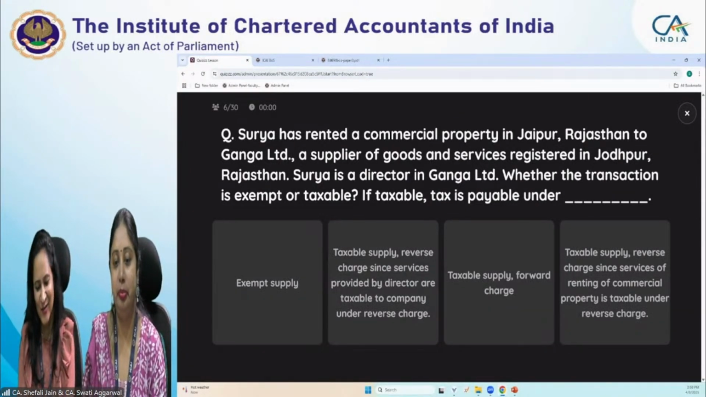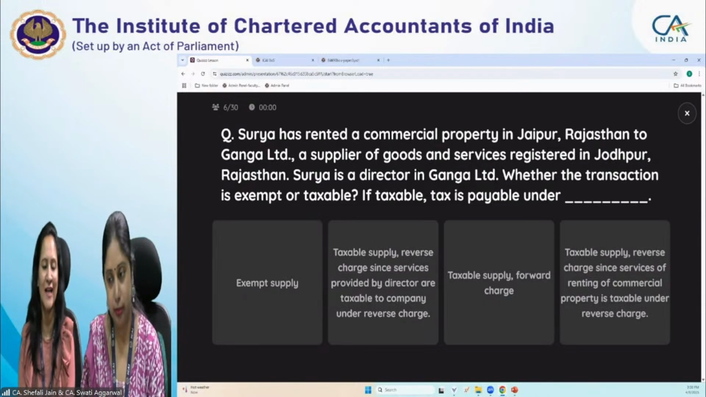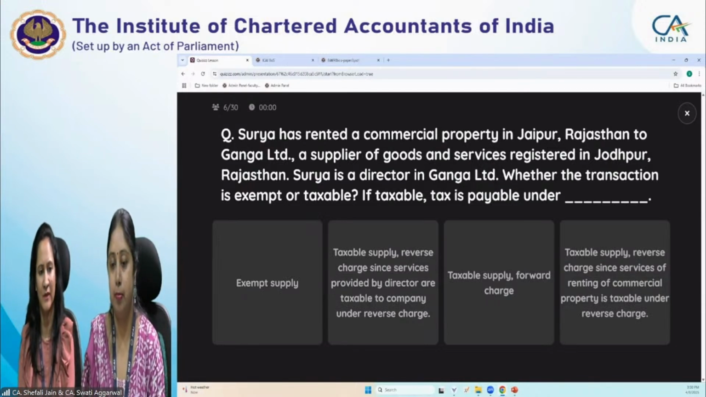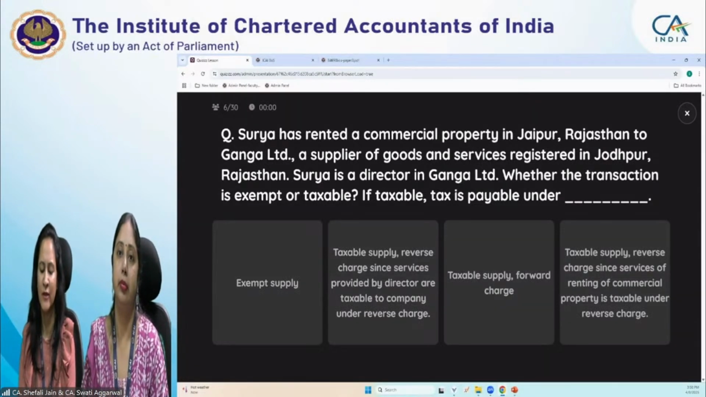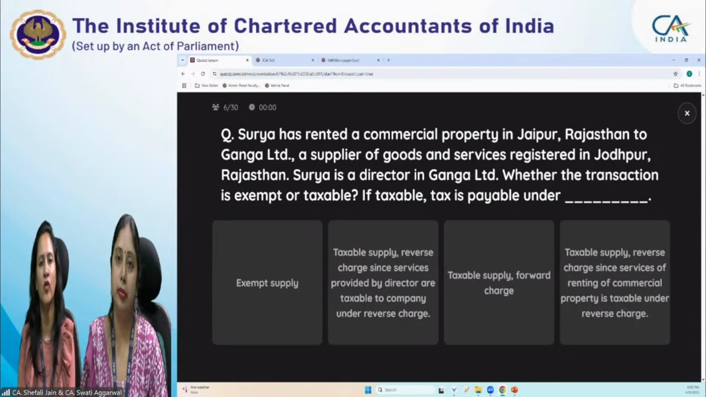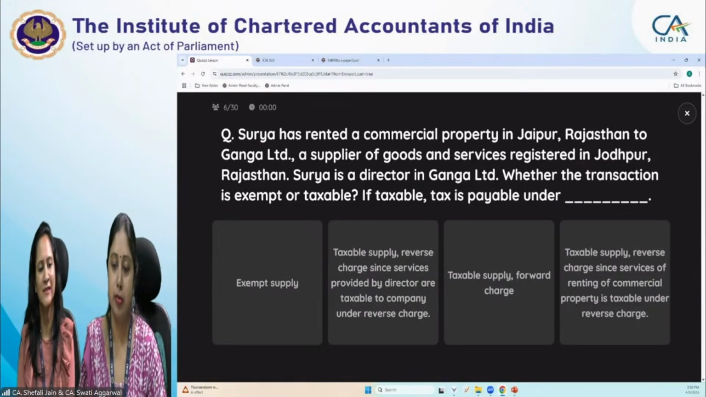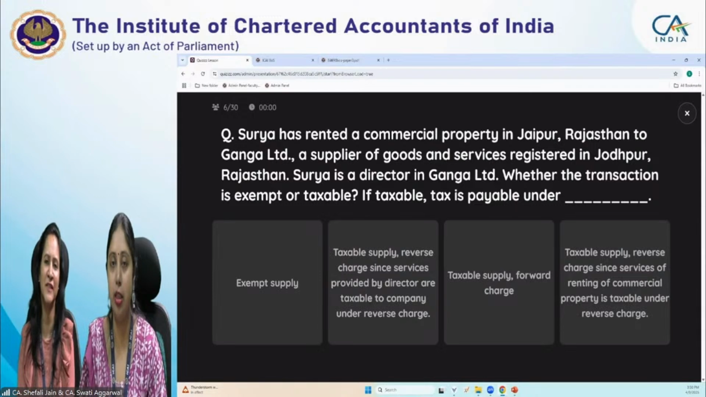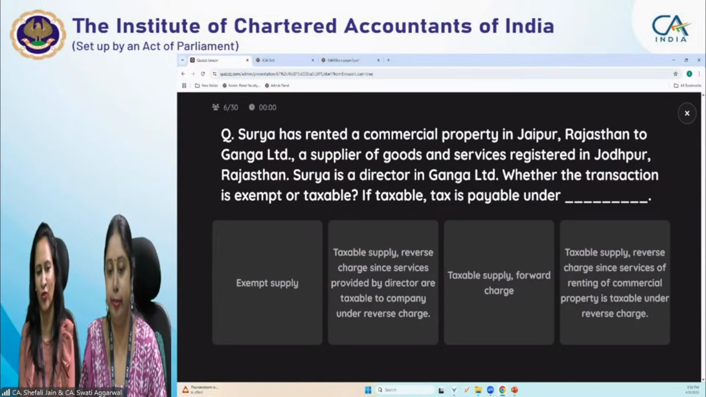See, renting of only residential dwelling, as ma'am has already highlighted, please note that here Surya is renting the commercial property in Jaipur, Rajasthan. Renting of only residential dwelling for use as residence is exempt. So this is not an exempt supply. So the first option is ruled out. Now this is a taxable supply.